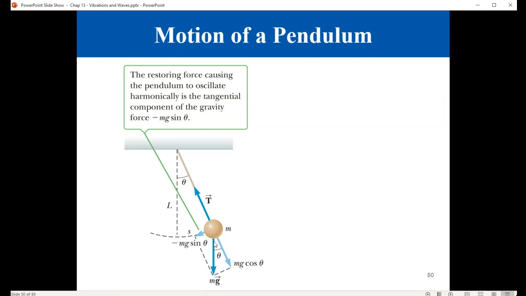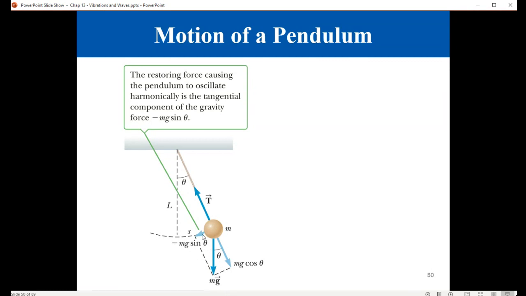This force vector can be decomposed into a component in this direction, the direction of the string, and another one perpendicular, which will be tangential to the trajectory. This angle is theta. This is the same angle theta. So this component is mg cosine theta, and that component is mg sine theta.